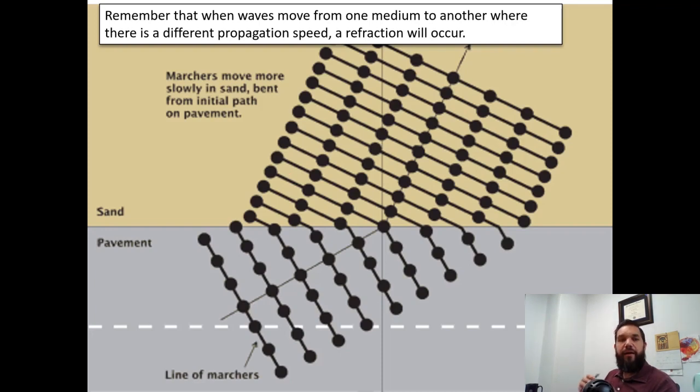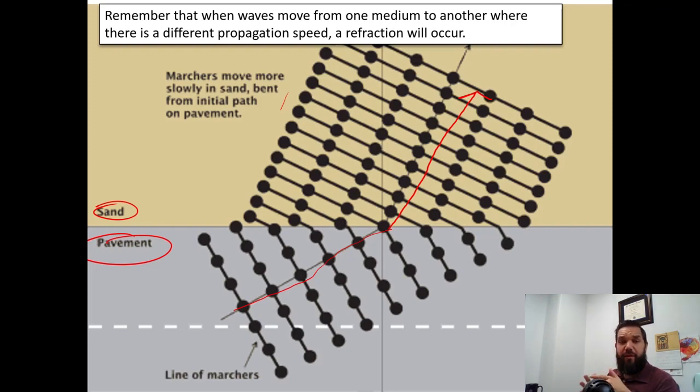Imagine you had a marching band of guys all marching, playing their instruments, and they're marching in rows. They start to move off of the pavement onto the sand. As they move, the people on the sand cannot move as fast. See how they start to crowd together, more like this? And what happens is the wave bends as it enters the sand. Do you see that? The same thing happens with any kind of wave. When the wave slows down, it starts to bend.